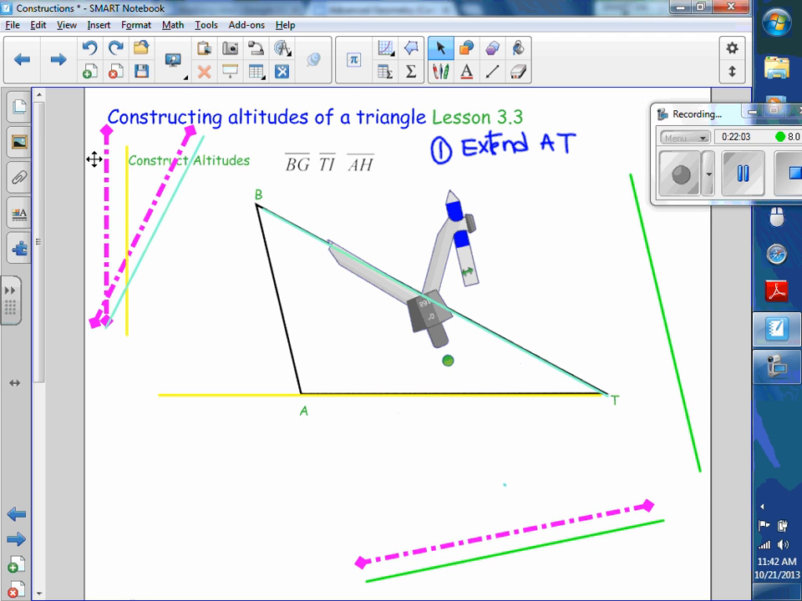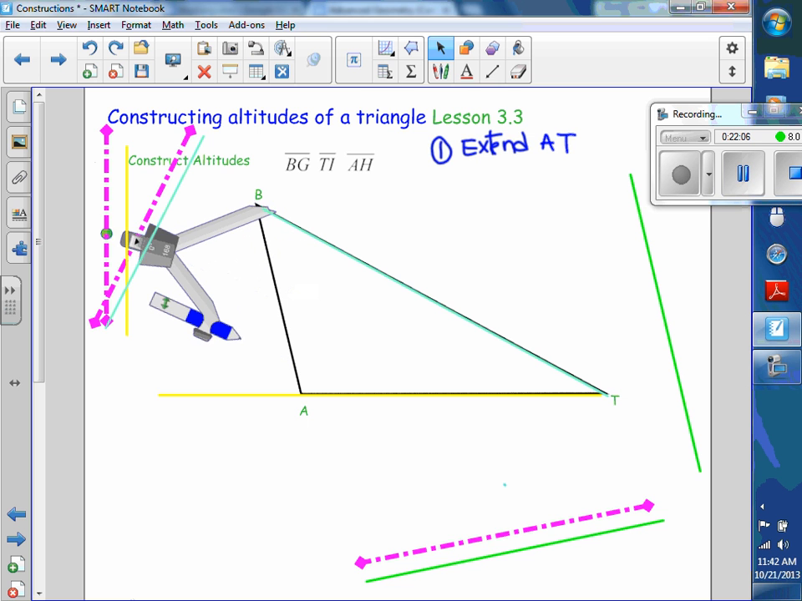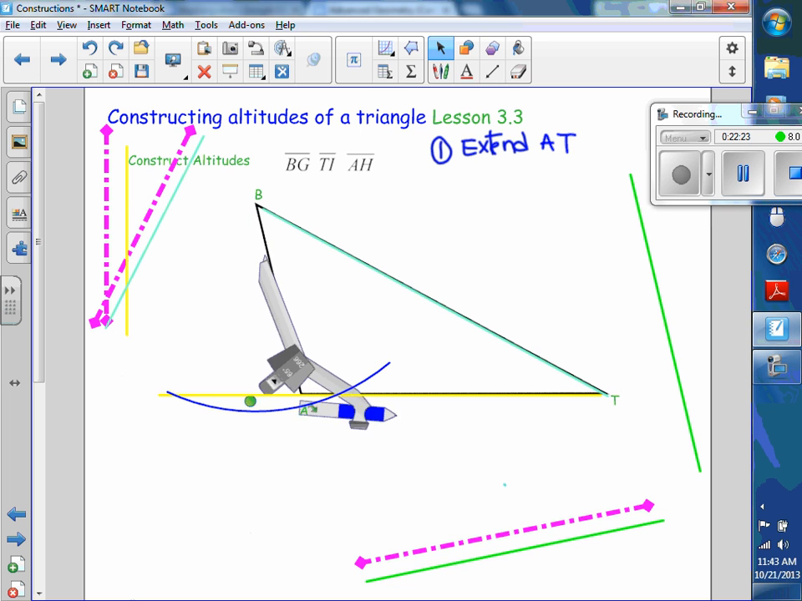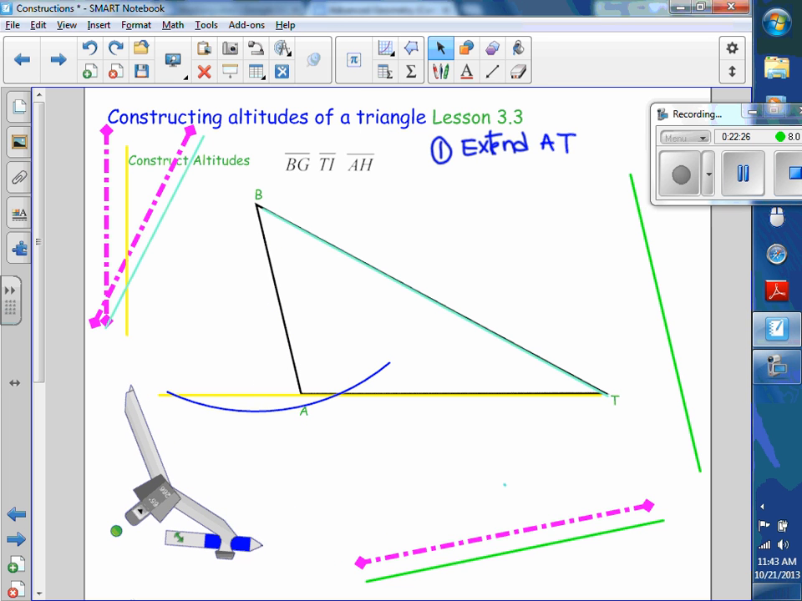Okay, so now I'm going to make a perpendicular from a point to a line when the point is not on the line. So I do the same steps I did on the last construction. I have to go below the line and make an arc. So I'm doing the exact same thing. My second step is to make circle B, right? But I just didn't draw the whole circle.